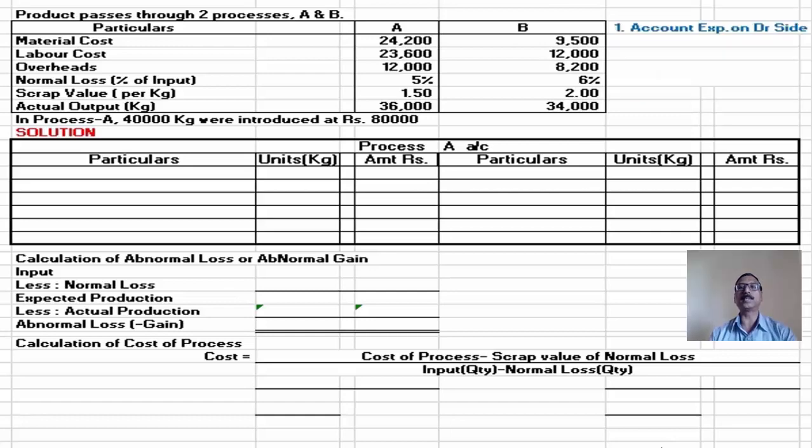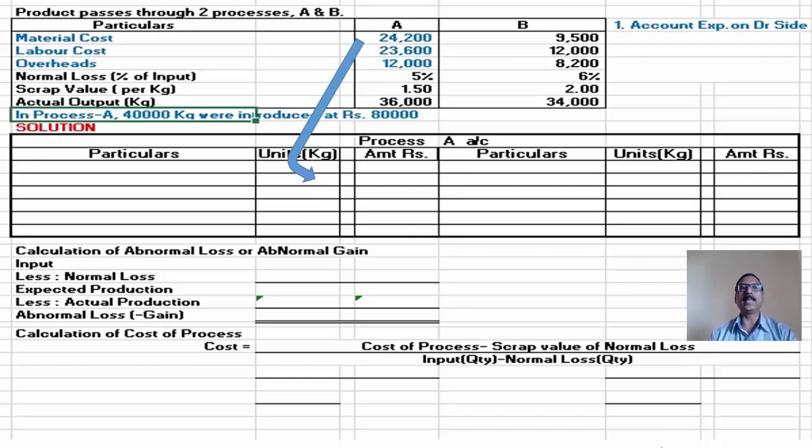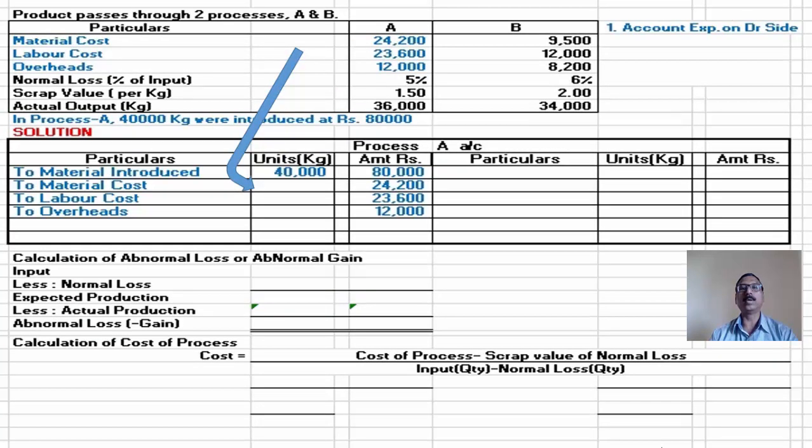So our first step is accounting expenses on debit side. These are the expenses which are there in the problem given to us, and the expenses will appear on the debit side of the process account. So these three expenses we are going to post in a process account on debit side. The very first item is material introduced, that is the main item, and beyond that there are three more items: material cost, labor cost, and overheads. So this is our first step, account expenses on debit side.